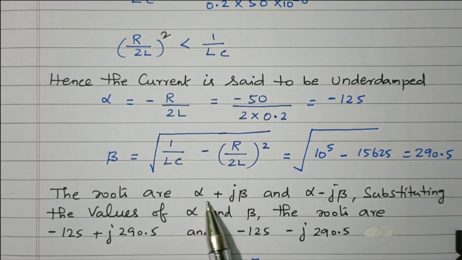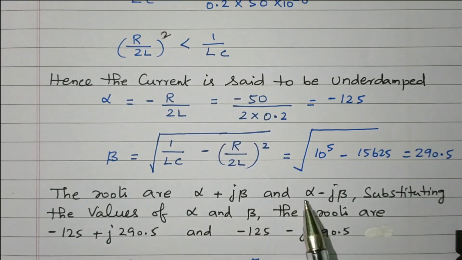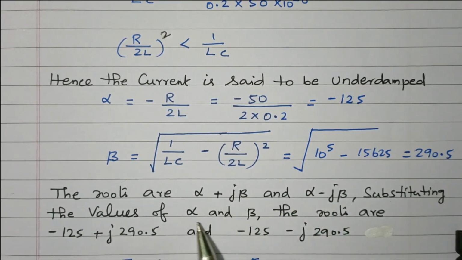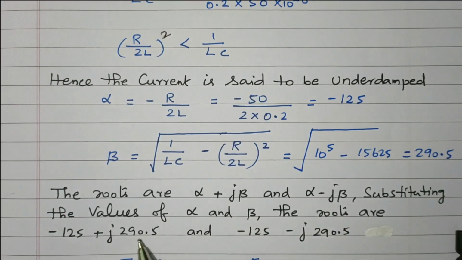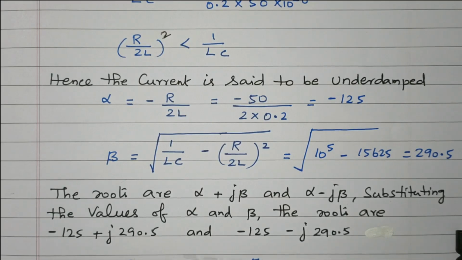The roots are alpha plus j beta and alpha minus j beta. Right? Roots are complex conjugate. Substituting the value of alpha and beta, we can find the roots. That is minus 125 plus j 290.5 and minus 125 minus j 290.5. So these are the two roots available.